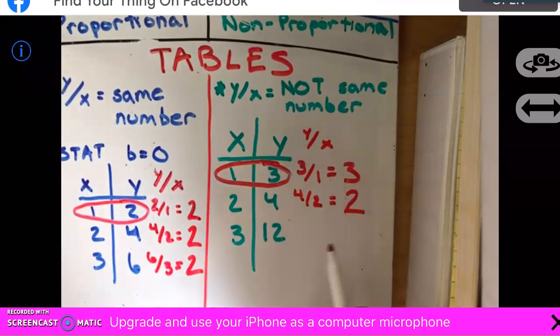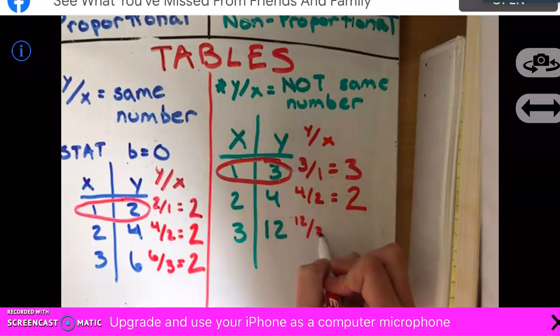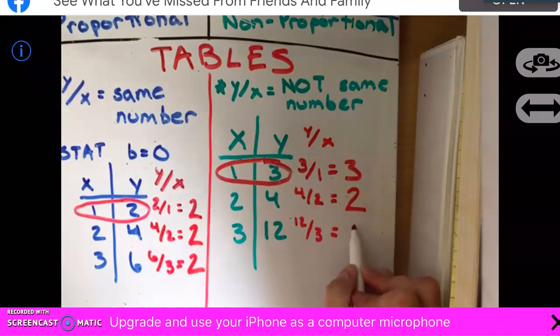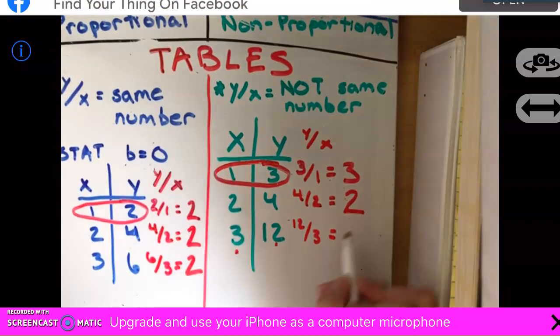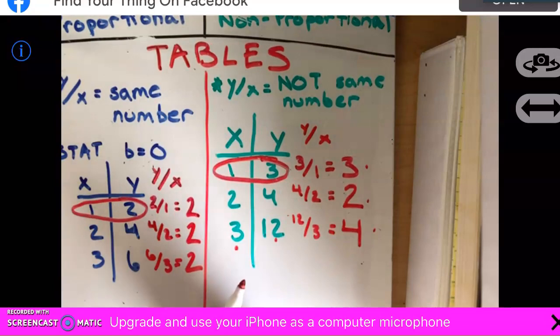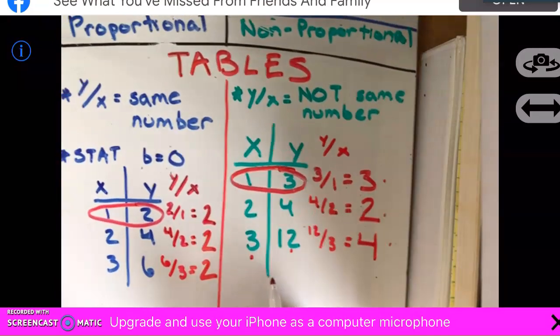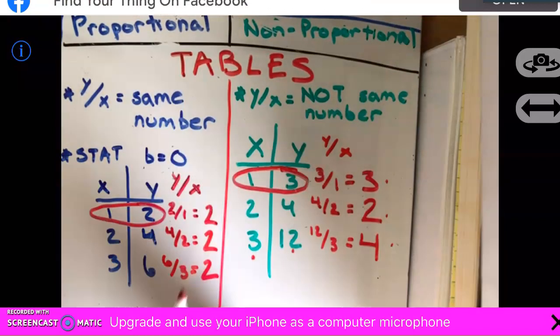3 and 2 are not the same. Okay, let's look at this last one. 12 divided by 3, y divided by x is 4. Do we see these are not the same number? So these are not proportional with each other. That is why this is non-proportional.